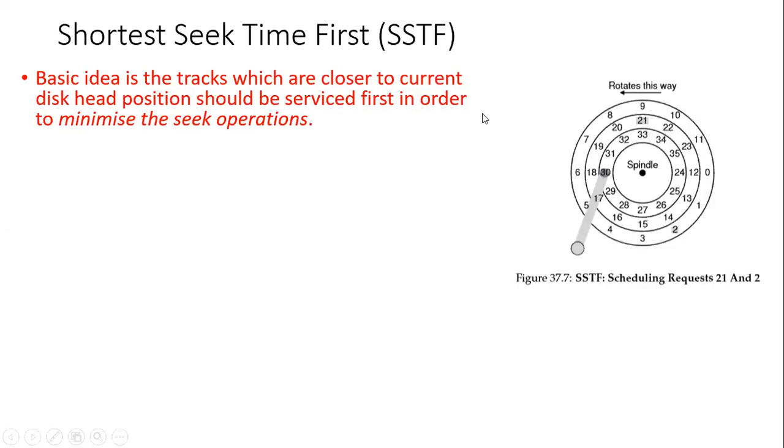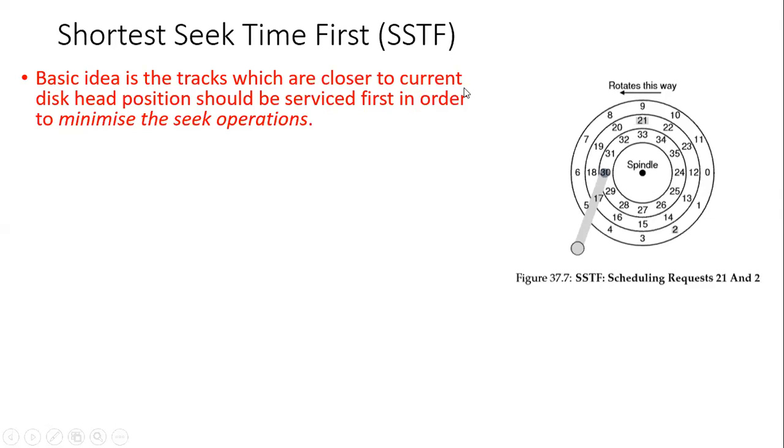Just look here. Initially your head is at sector number 30, and there are two requests, 21 and 2. According to shortest seek time first, which request will be served first? If you see, 30 is at track number 1, 21 is at track number 2, and 2 is at track number 3. To move the head, it will reach track number 1 and then track number 2. So of course, this distance is smaller.